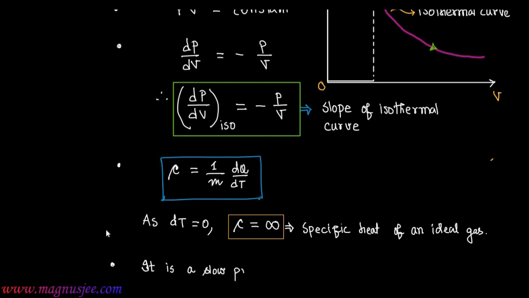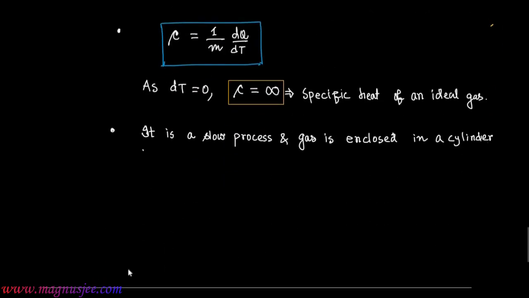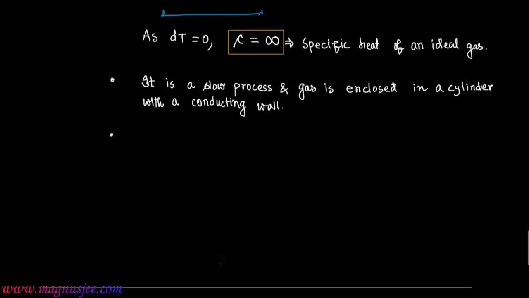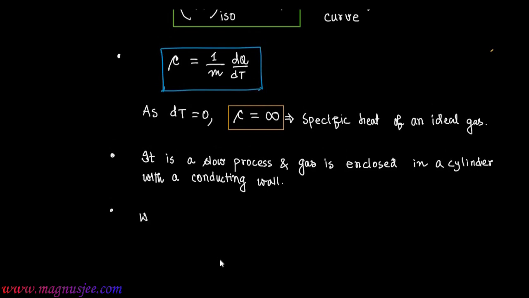An isothermal process or change is a slow process. That means an isothermal process will be conducted slowly. The gas is enclosed in a cylinder with conducting walls, so that there will be exchange of heat energy.